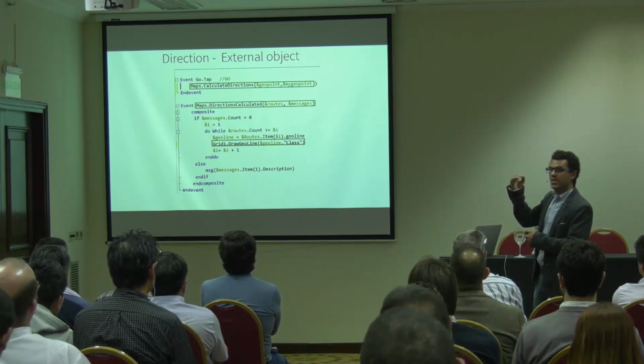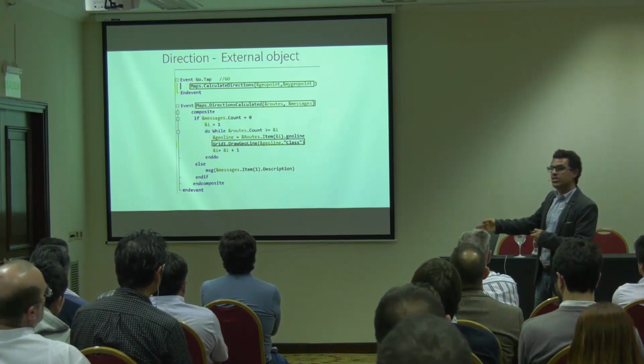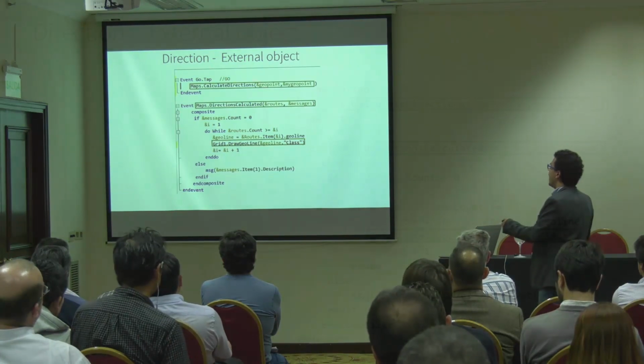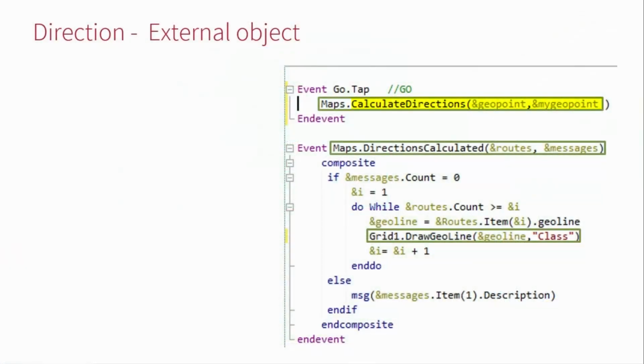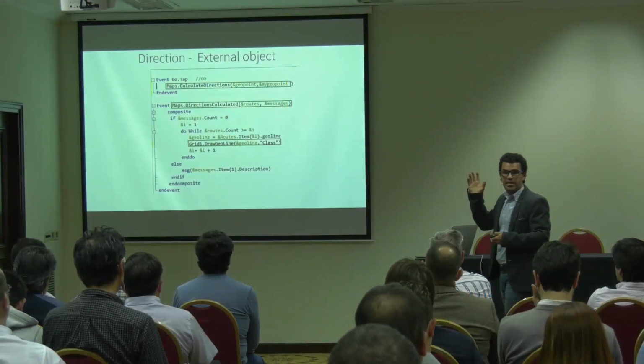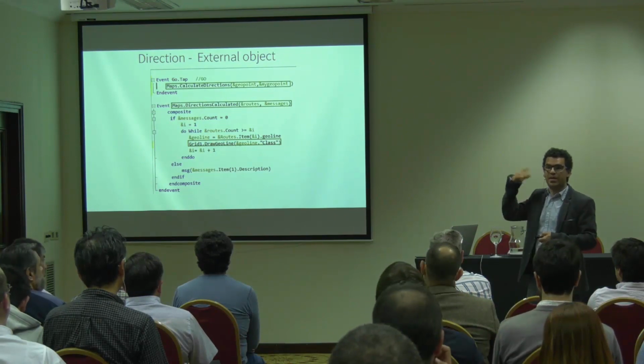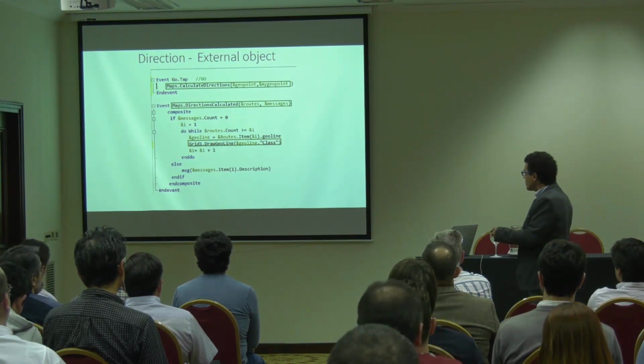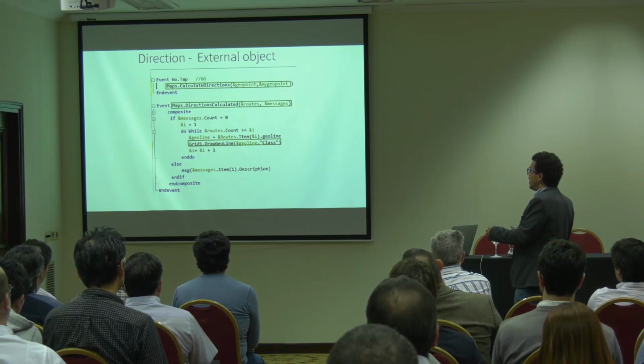What you could do, instead of using only the property of the grid, you could do it with a standard object and calculate directions between the 2 points. And in this event, the directions calculated will give me a list of the routes, a list of geolines or other data as well. And the other new feature, well, I could keep that route in my database, or I could share just a file and send it to someone.